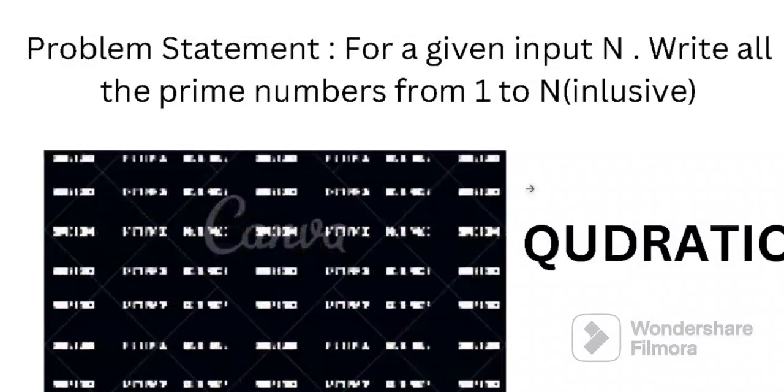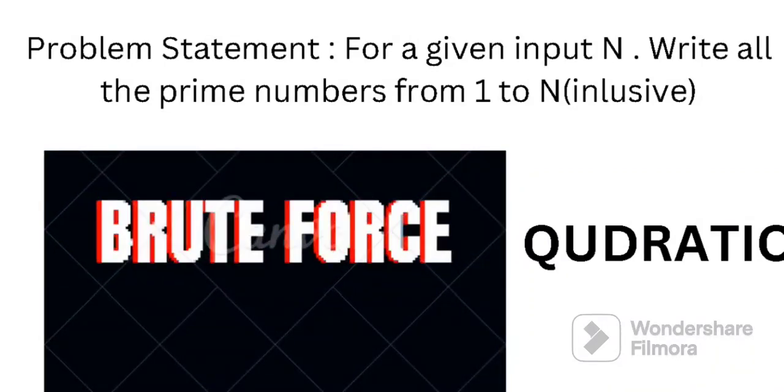So the problem statement is: for a given input n, write all the prime numbers from 1 to n. And when we think of its brute force, the time complexity for this algorithm is quadratic in nature, right? And quadratic time complexities are not really efficient. So we have to think of an optimized way to make finding prime numbers from 1 to n really fast, right?